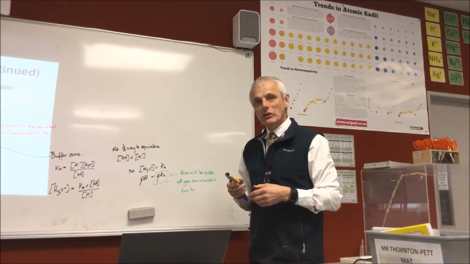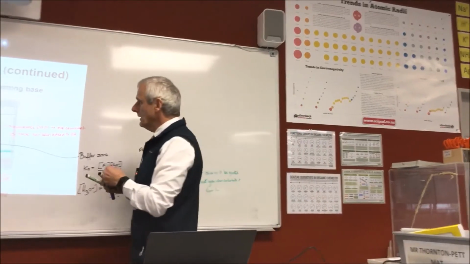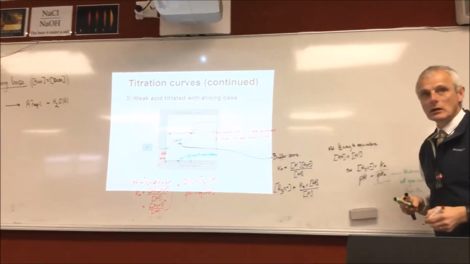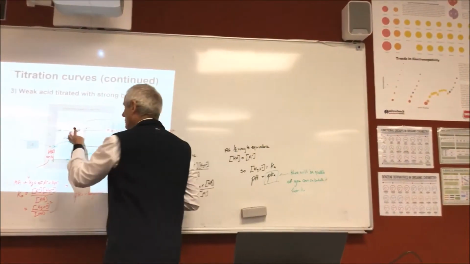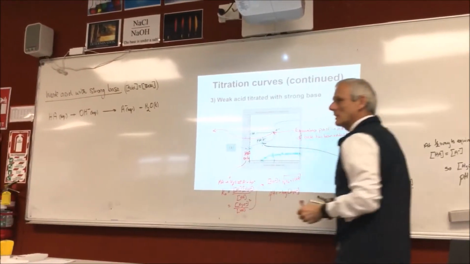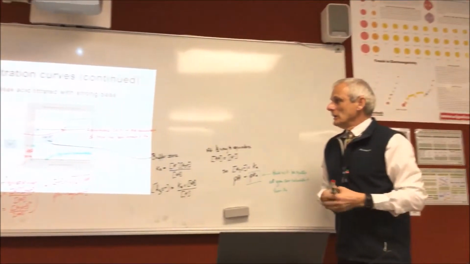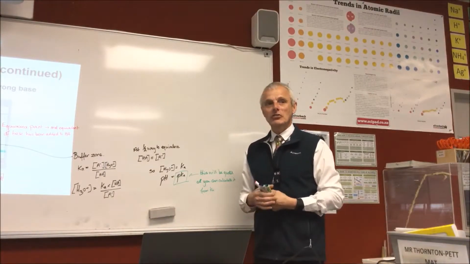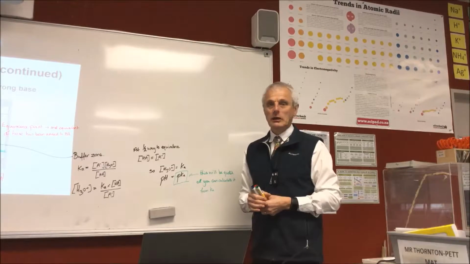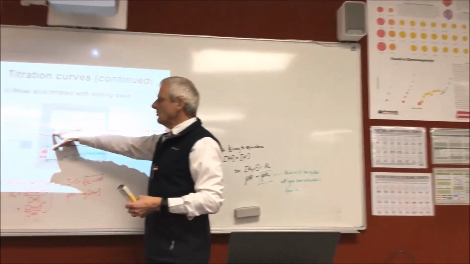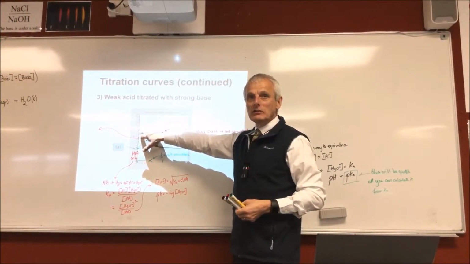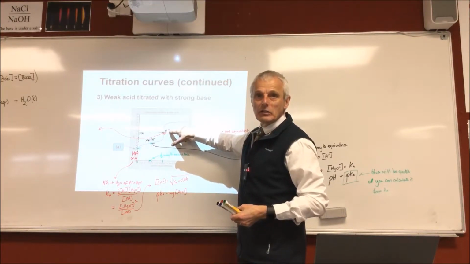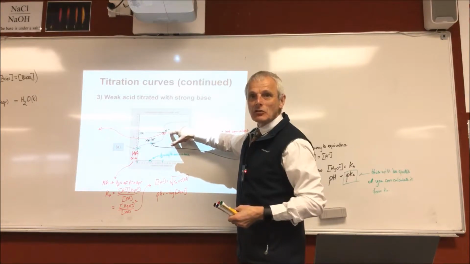Okay. So the next thing we need to look at is the pH at the equivalence point. So I'm going to put an arrow over here and do all our calculation over here. Now what is really important is you need to think about what's in solution. What you've done is you've taken your weak acid and you've converted it completely to its conjugate base. And that's the active thing in solution now.